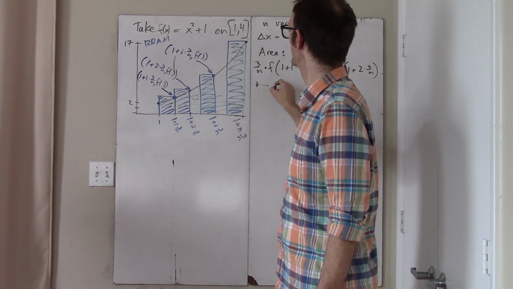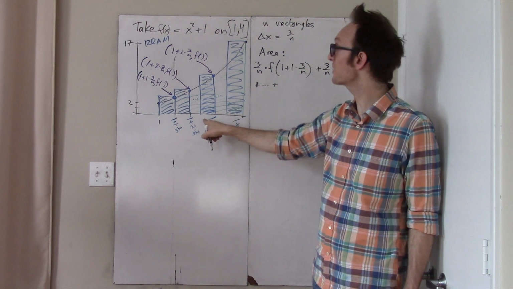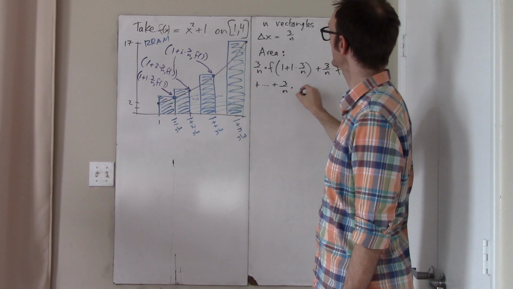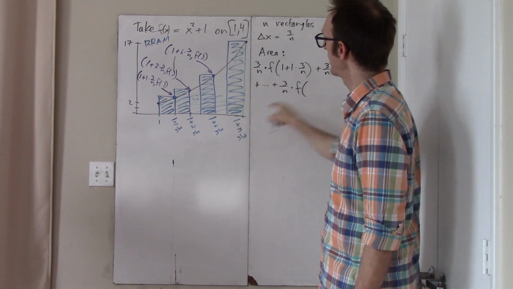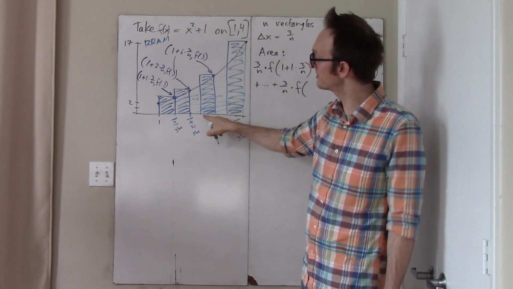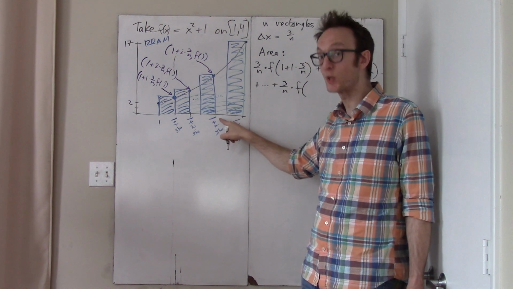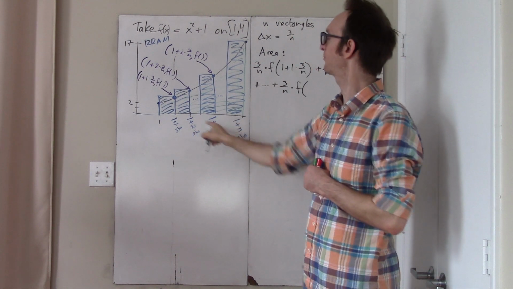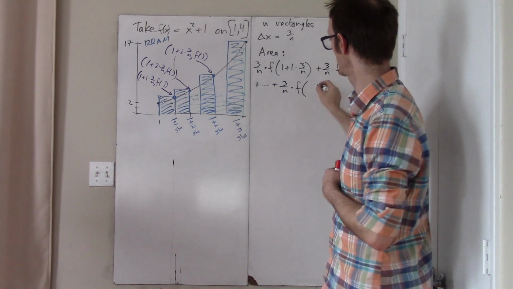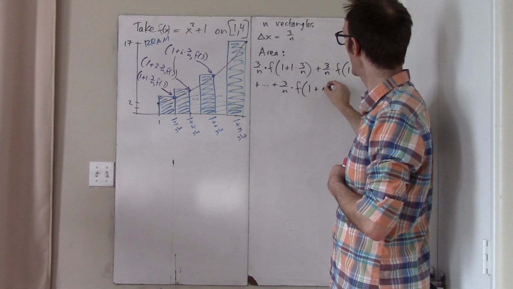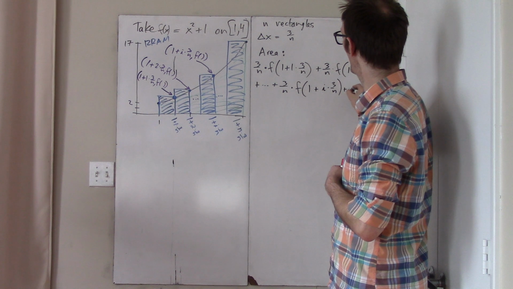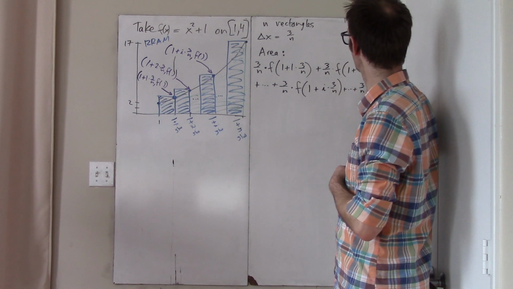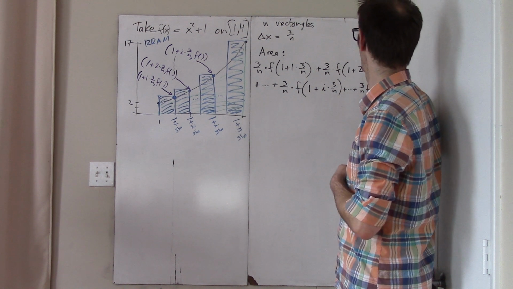And skipping ahead to the generic rectangle, the ith one, it's still going to have width 3 over n, but the height of the rectangle is the value of the function at the right-hand endpoint of the ith subinterval, and by the time I get to the ith subinterval, I've scooted over by 3 over n i times. So that's why it's 1 plus i times 3 over n. And then all the way to the last one, which is 3 over n times, I'm running out of space, so I'll just call it f of 4.